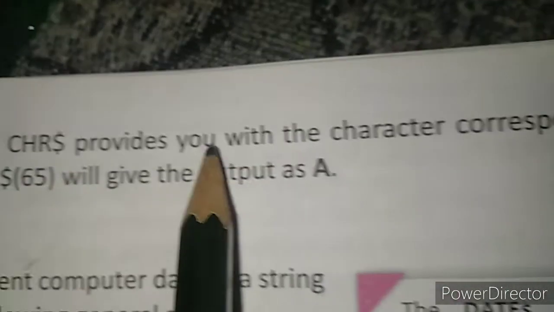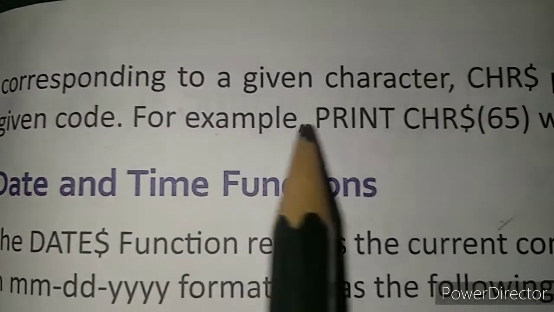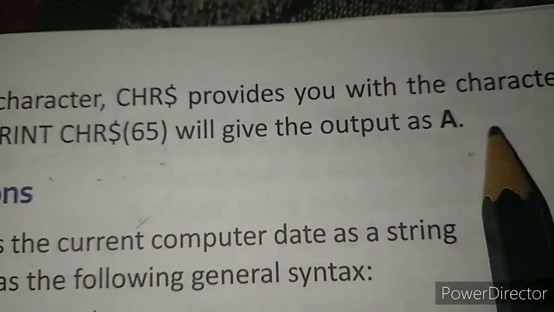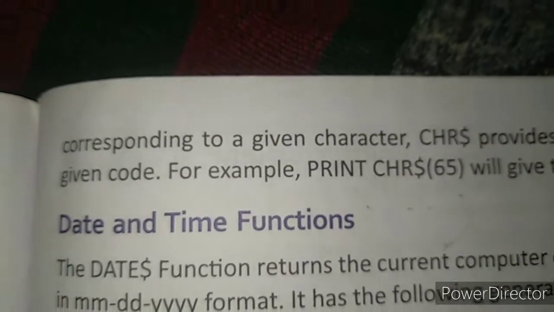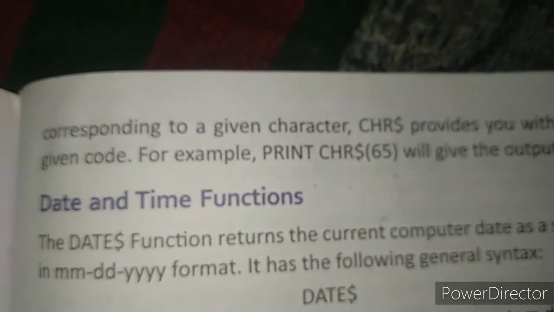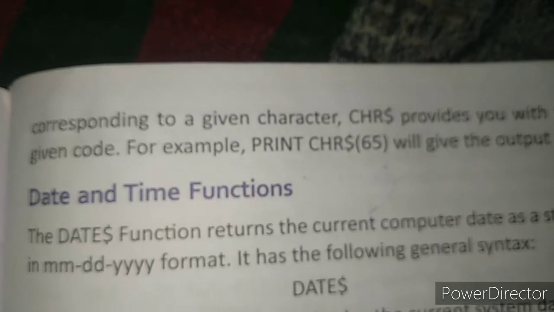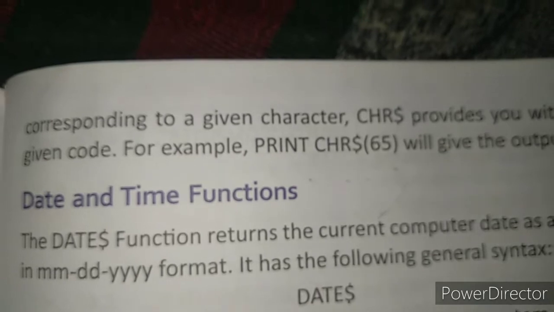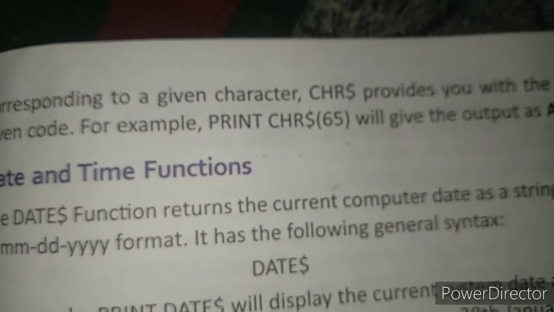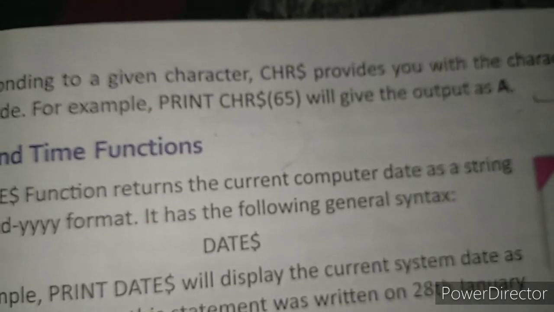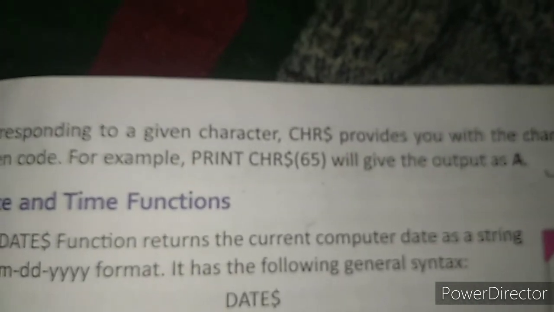CHR provides you with the character corresponding to a given code. For example, print CHR$(65) will give the output A, right? So using the ASC function, you can find out the ASCII code for a character, and if you have any ASCII code and want to know the character for it, you can use the function CHR to find the symbol associated with the ASCII code.